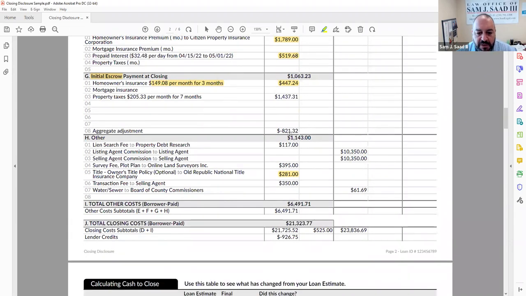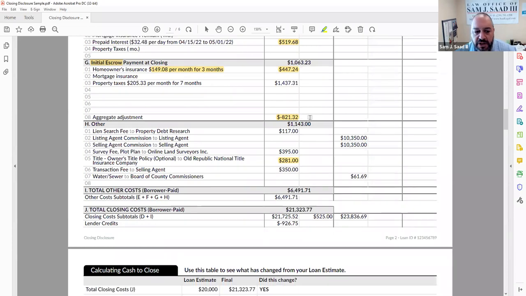Okay, so then we have our aggregate adjustment down here in the initial escrow disclosures. This aggregate adjustment is a reduction in the closing cost to the buyer because the lender made a mistake from the loan estimate to the closing disclosure. They under-disclosed on the loan estimate, and they have these tolerances that the federal government makes them check off. And then once they go through that, they may owe the borrower some money back. And so that's what this number represents. Lowers the borrower's closing costs.